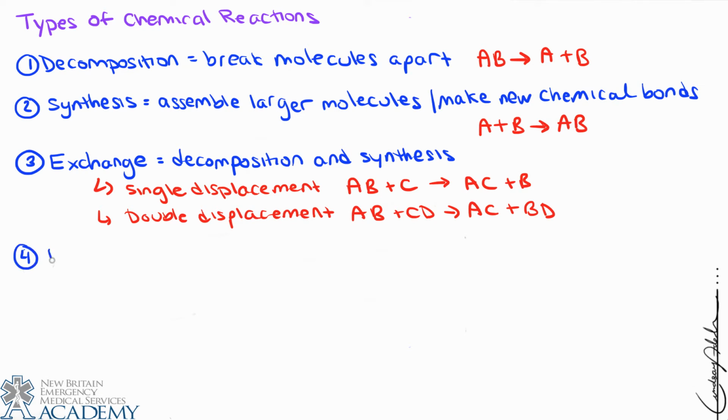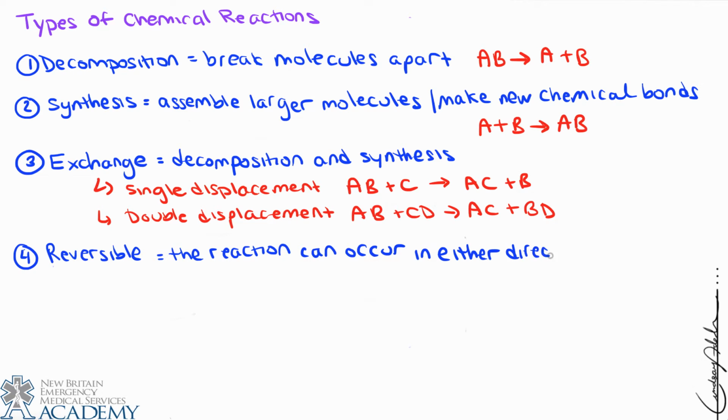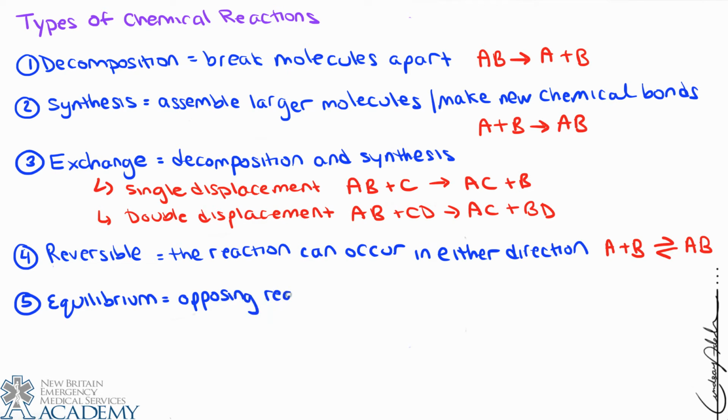A reversible reaction, as we mentioned before, is a reaction that can occur in either direction. So a reversible reaction will be characterized by the double arrow, and the reaction going in one direction is, for example, a decomposition reaction, and the reaction going the opposite direction is a synthesis reaction, or we could have an exchange reaction that could proceed in either direction as well. Finally, equilibrium reactions are opposing reactions that occur simultaneously.